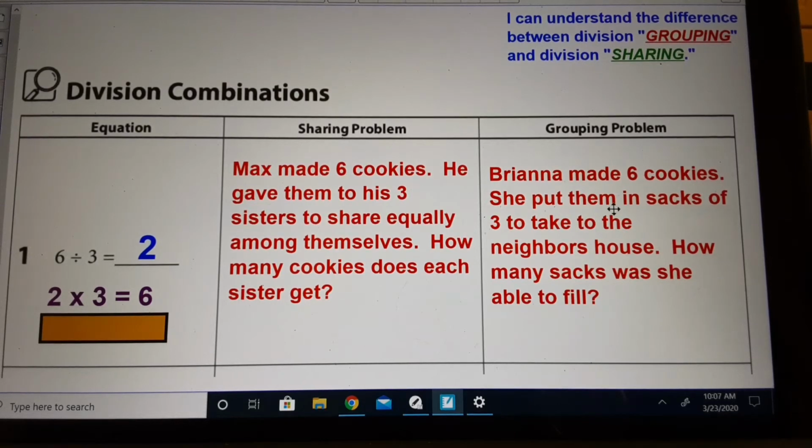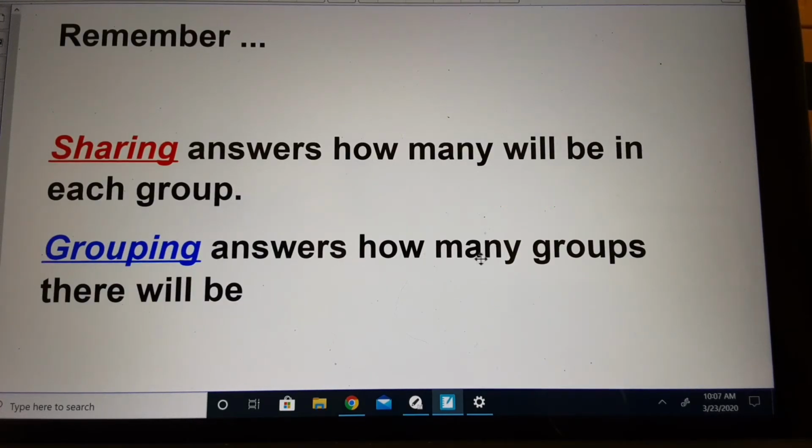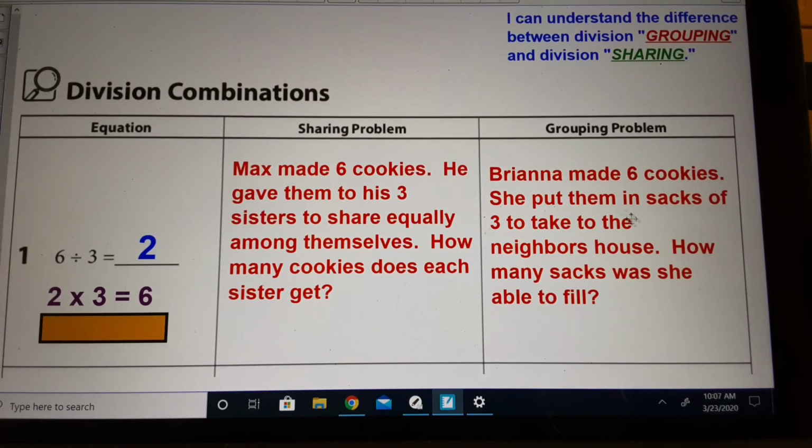Is this a grouping problem? Brianna made 6 cookies. She put them in sacks of 3 to take to the neighbor's house. How many sacks was she able to fill? Okay, it's the same situation with 6 cookies, but she's not sharing them with people. She's putting them into bags, 3 in each bag. And the question is asking how many bags or sacks was she able to make? So how many groups can she make? Grouping answers how many groups there will be. So this is indeed a grouping problem.